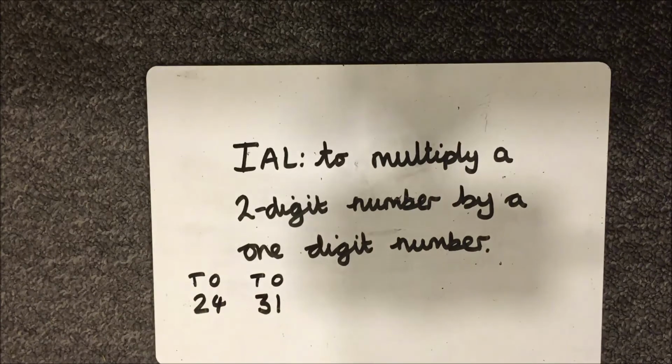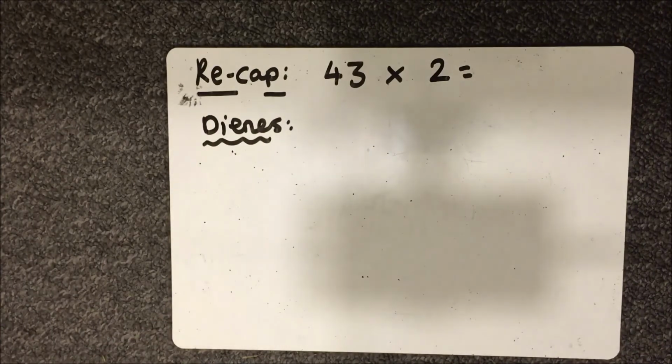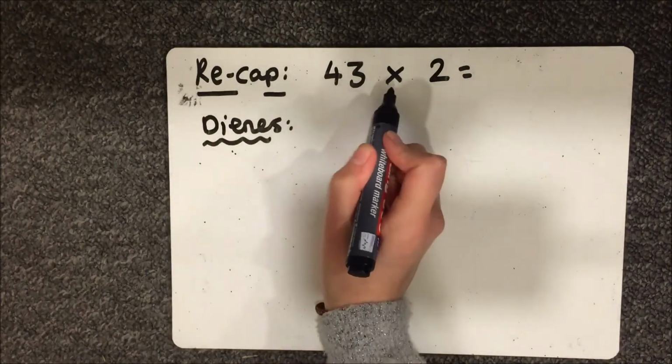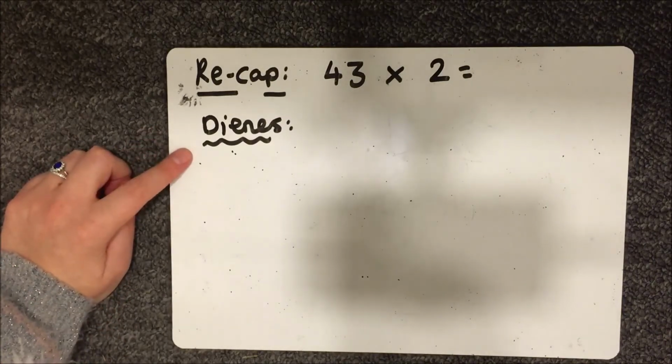Now, I know we did that on Friday, so we're going to do a little bit of revision of that, and then we're going to have an extra challenge, which is a new strategy for timesing. Are you ready? I hope you've got your thinking cap on from Friday. Let's recap. What does the number sentence say? 43 times 2.